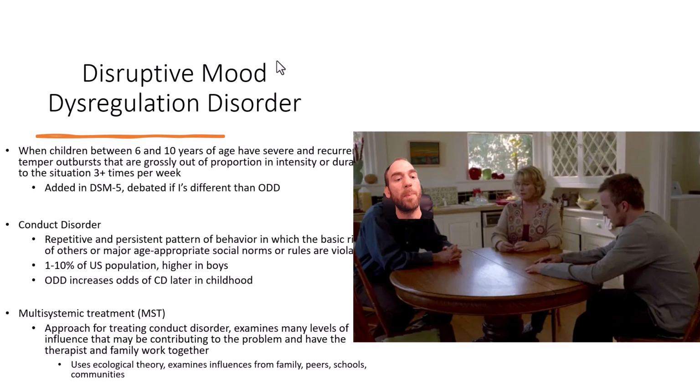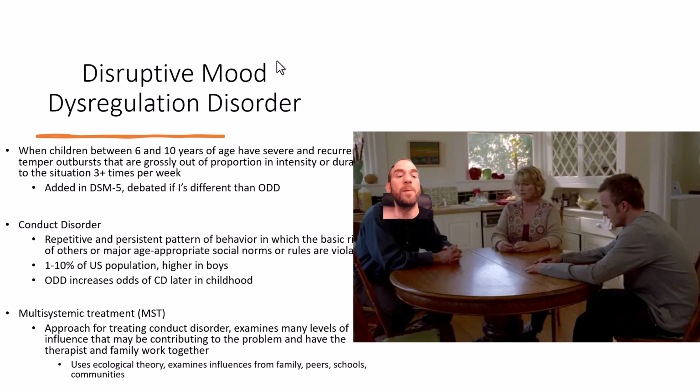Conduct disorder: a repetitive and persistent pattern of behavior in which the basic rights of others or major age-appropriate social norms or rules are violated. Somewhere around 5% of the U.S. population have this disorder. It's higher in boys. ODD increases the odds of CD later in life. So oppositional defiant disorder increases the odds of conduct disorder developing in later childhood.